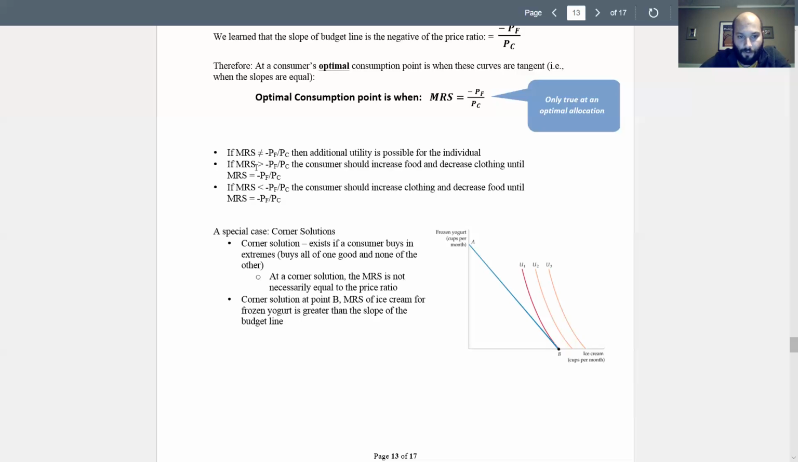So if marginal rate of substitution is higher than this price ratio, we want to lower it. We do that by consuming more of the X variable, in this case, ice cream. If marginal rate of substitution is lower, we want to increase it. We do that by decreasing the amount of the X variable.